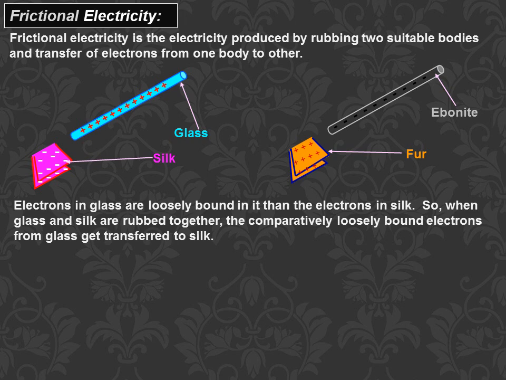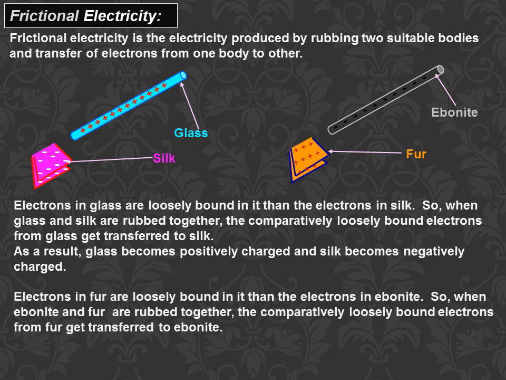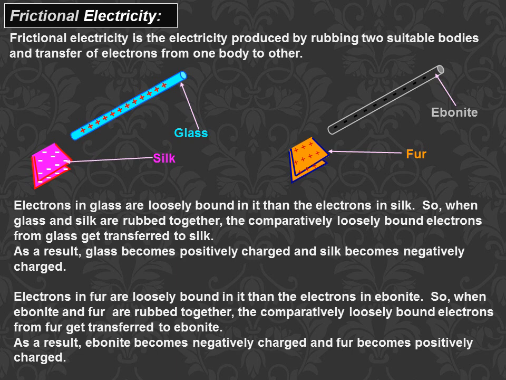Electrons in glass are more loosely bound than the electrons in silk. So when glass and silk are rubbed together, the comparatively loosely bound electrons from glass get transferred to silk. As a result, glass becomes positively charged and silk becomes negatively charged. In the second example of ebonite rod and fur, the electrons are transferred from fur to the ebonite rod. Therefore, fur becomes positively charged and the ebonite rod becomes negatively charged.